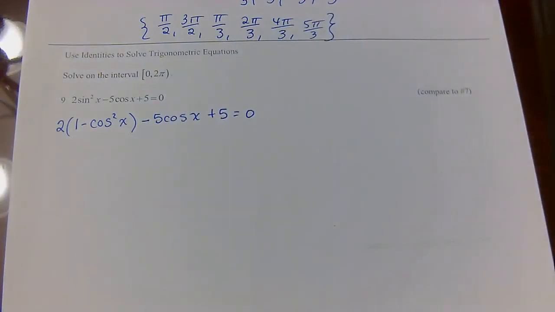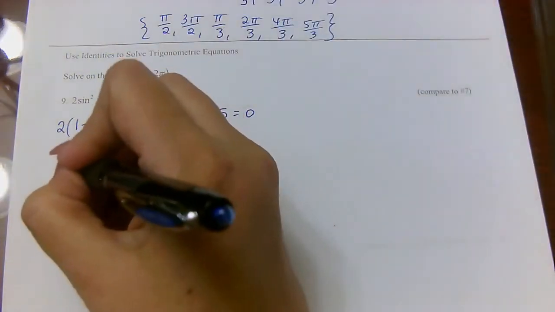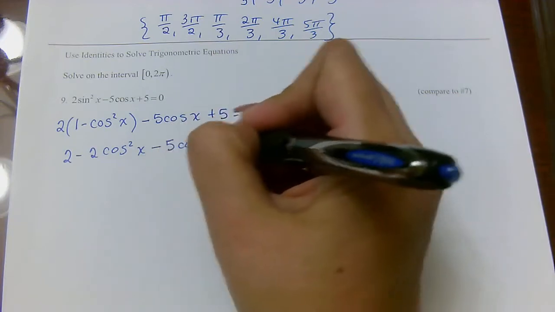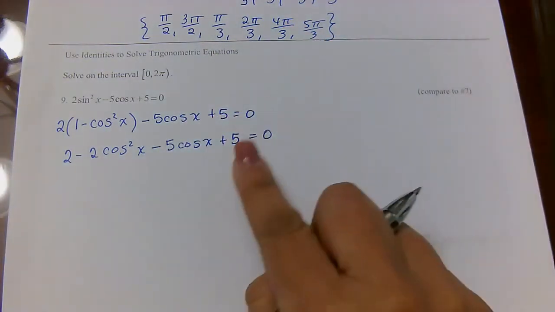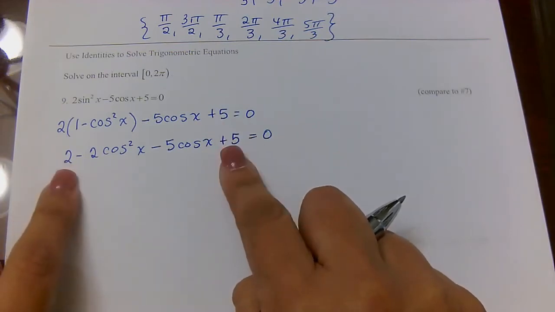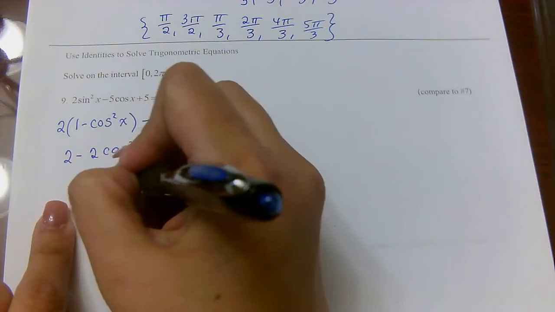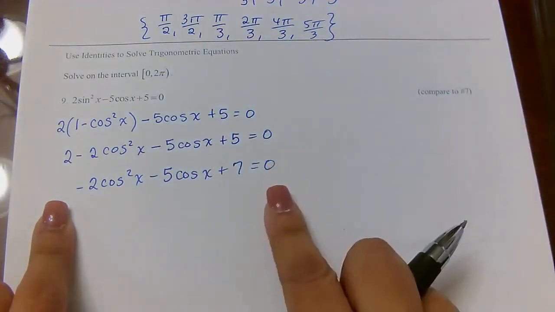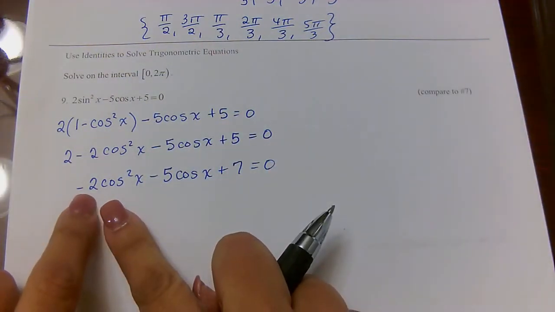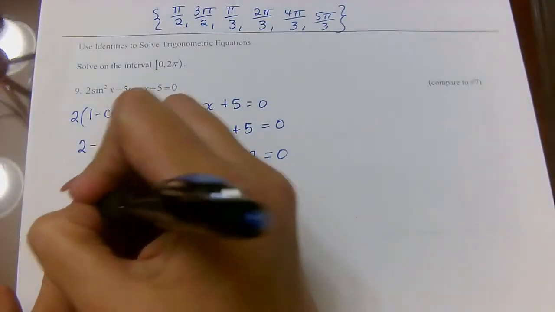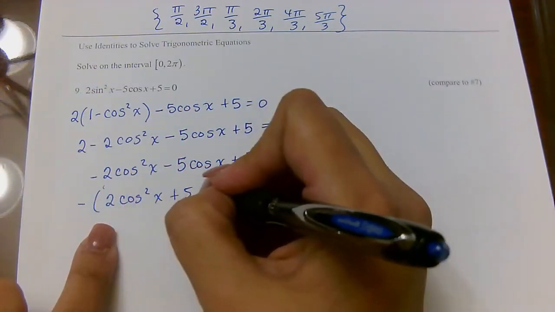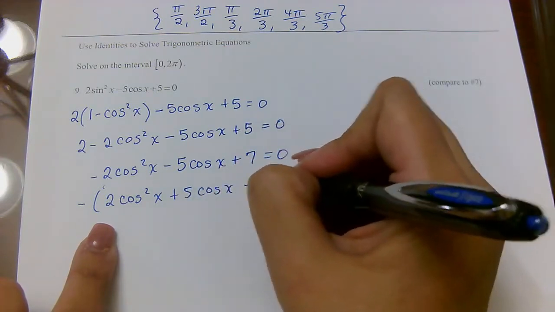Now what I'm going to do is go ahead and distribute that 2 and then combine like terms to simplify this. Okay? So I'm going to have 2 minus 2 cosine squared x minus 5 cosine x plus 5 is equal to 0. The 2 and the 5, we can add those together. So I have a negative 2 cosine squared x minus 5 cosine x plus 7 is equal to 0. Now, just because I don't like working with negative values, I'm going to go ahead and factor out a negative to make this easier for myself. I'm going to have 2 cosine squared x plus 5 cosine x minus 7 is equal to 0.